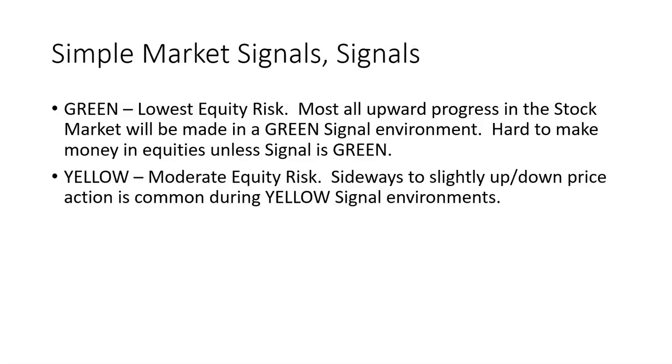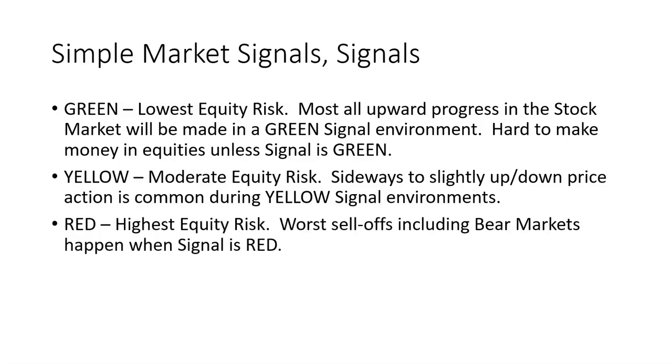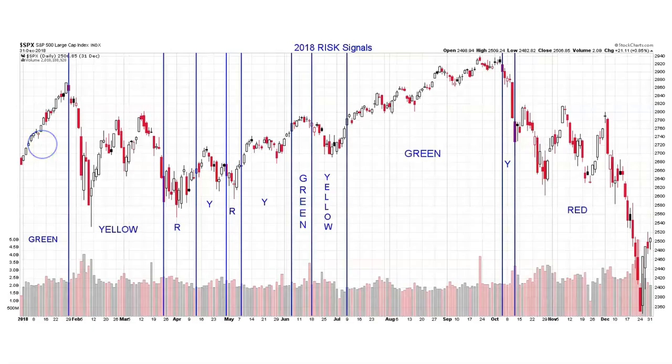The yellow signal means there's moderate equity risk, and sideways to slightly up or down price action is very common during a yellow signal environment. The red signal has the highest equity risk, and the worst sell-offs, including bear markets, will happen when the signal is red. A quick review of the risk signals.